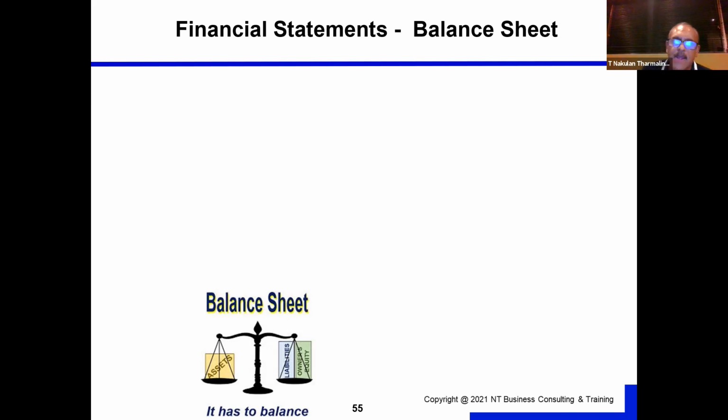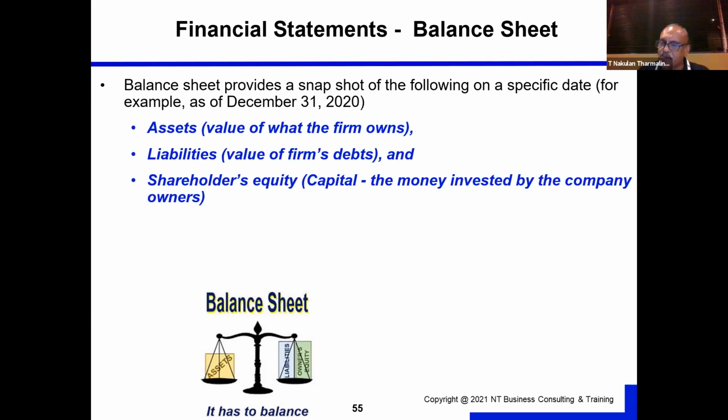So the balance sheet provides a snapshot. The income statement is for a period, which is typically 12 months. The balance sheet is at the end of that period, a snapshot of the company or your firm, indicating what the assets are, what the firm owns, the value of the firm's debts, how much debt they have, which is liabilities, and shareholders' equity, which is the capital, money invested by the owners of the company.